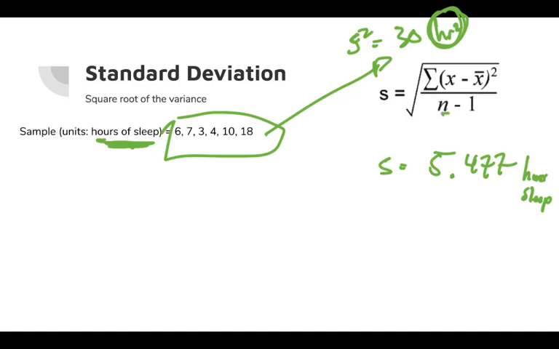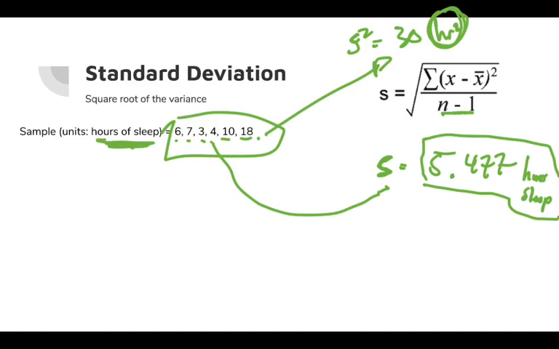And again, I'm using this n-1, so this is a standard deviation of a sample, okay? We'll look a little bit later at what we call the thing that, if we're trying to estimate the standard deviation of a population. But this is the standard deviation of our sample, 5.477 hours of sleep. And what this is really telling us is that on average, these numbers over here vary from the mean of the data set by 5.477 hours on average, right?